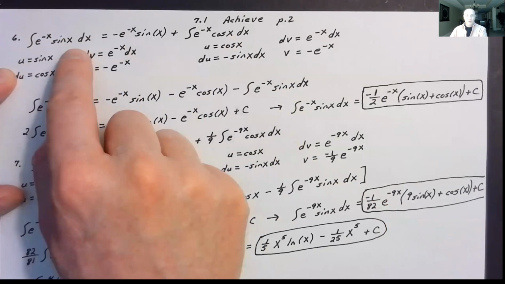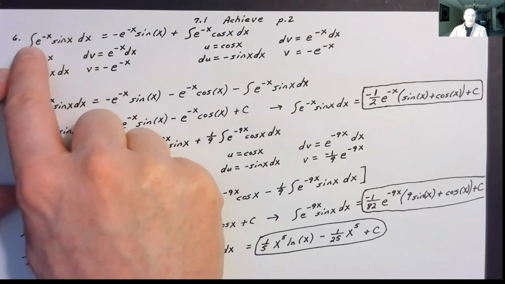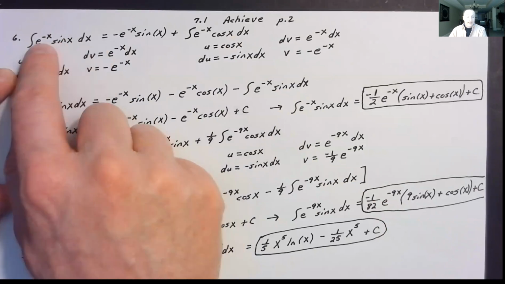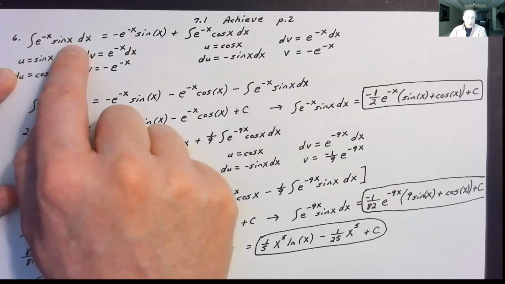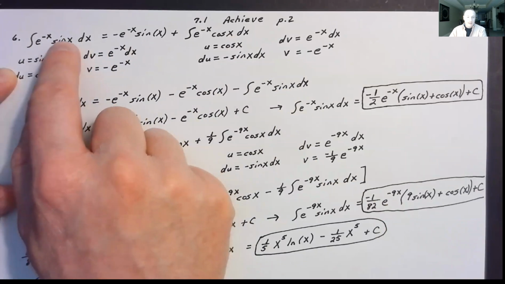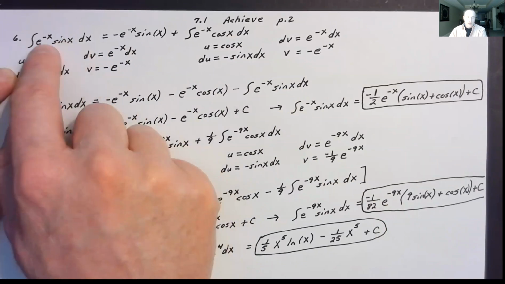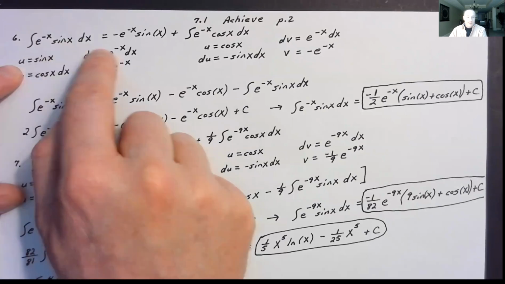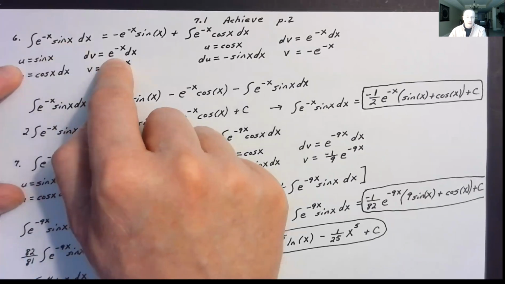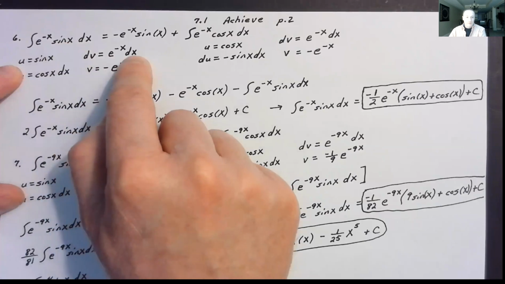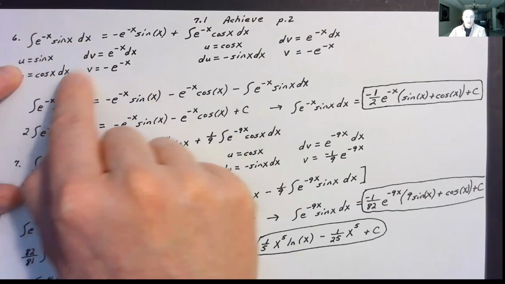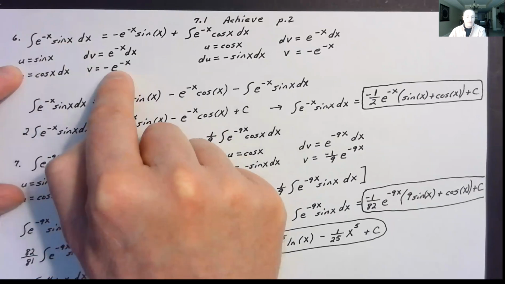So in this problem, if I have the integral of e to the negative x sine x dx, I need to set u equal to the trigonometric function. In LIATE, T for trigonometric comes before E for exponential. So I set u equal to the sine of x. It means everything else is going to be dv, the e to the negative x dx. I take the derivative of sine, cosine of x dx. I integrate e to the negative x to negative e to the negative x.